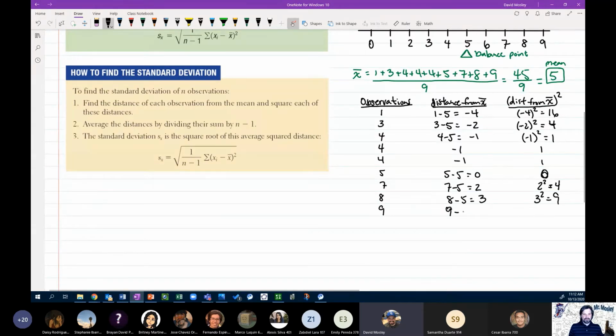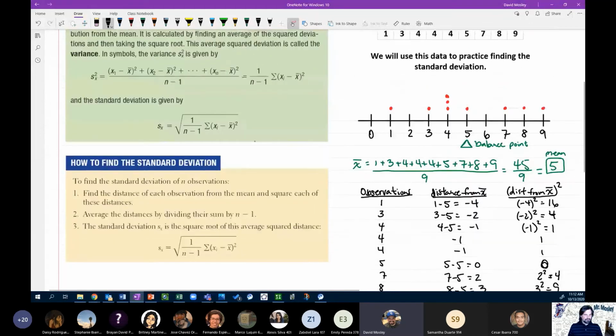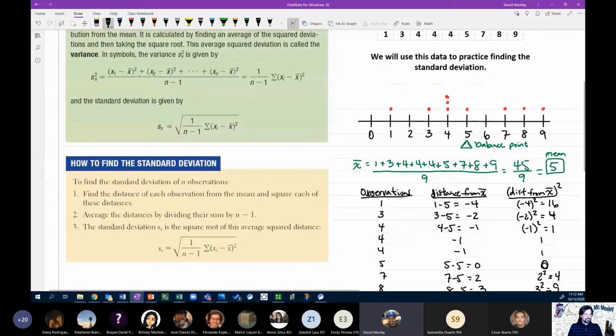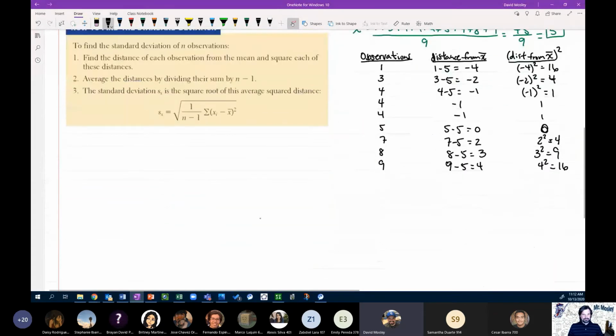And lastly, we have our 9 minus 5, 4. 2 squared equals 16. All right. So this here is essentially the numbers that go on the top of this equation. I'm going to add all these up and divide by n minus 1, right? That's step 2. Average the distances by dividing their sum by n minus 1. So this is now, we're finding the variance.